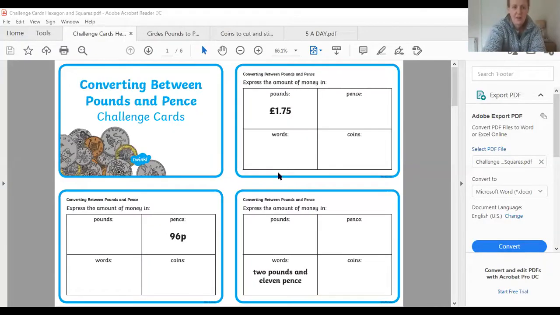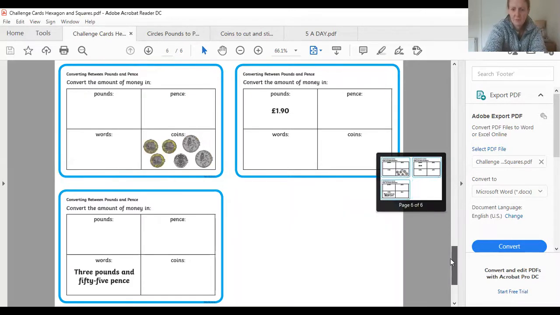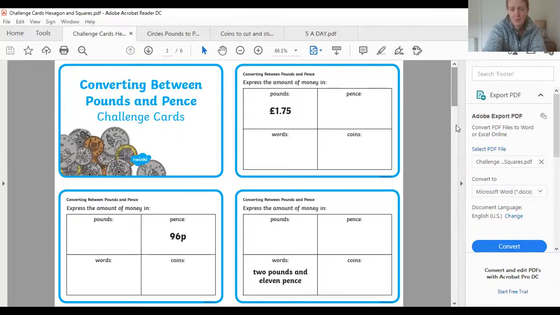So you've got hexagons and squares. You have got all of these. There's lots of them, but you don't have to do all of them. I'm going to go over that with you in a moment.